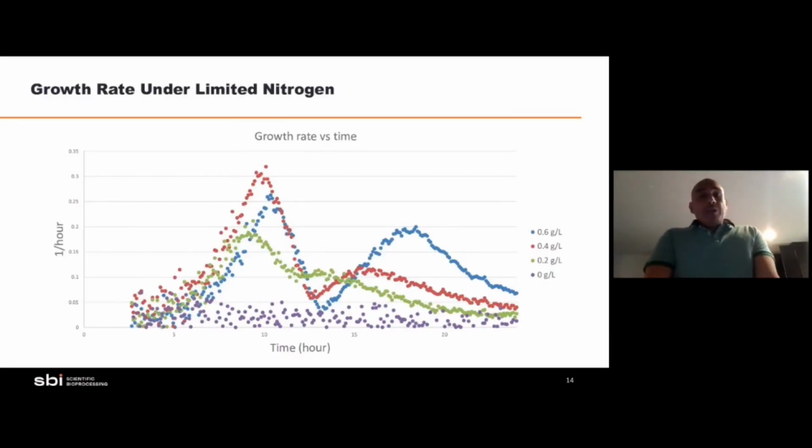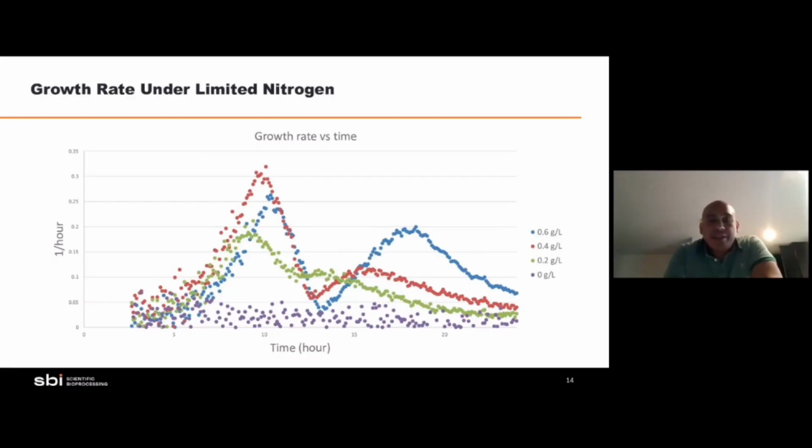So our peak growth rate will be this first peak, and this will be our peak growth rate on our initial carbon source. So that would be glucose. And then we see our diauxic shift as our growth rate goes down. And then our second peak is our growth on our secondary metabolites. So we can track our metabolic flux in that.